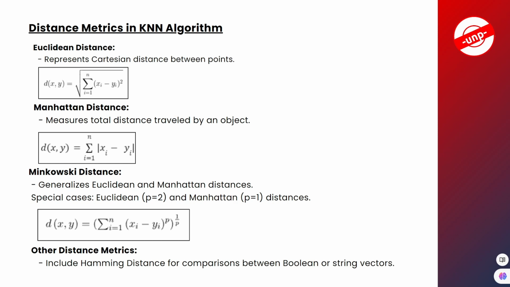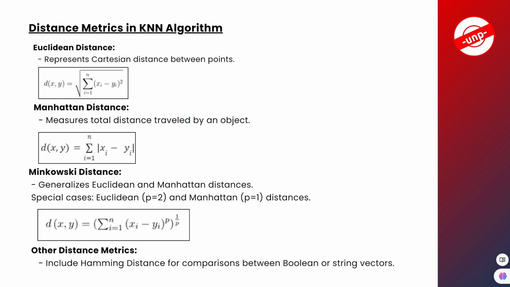Third comes Minkowski distance. It is a flexible way to measure the distance that can act like Euclidean or Manhattan distance depending on a parameter p. When p equals 2, it's like Euclidean. When p equals 1, it's like Manhattan. This is a generalized distance metric.